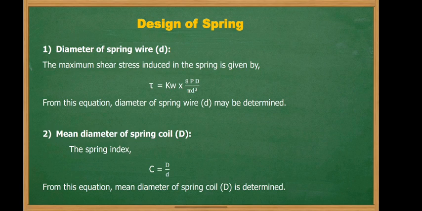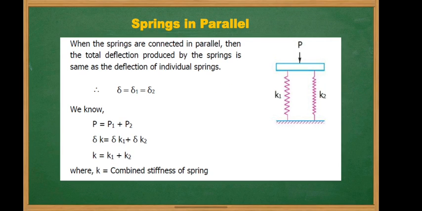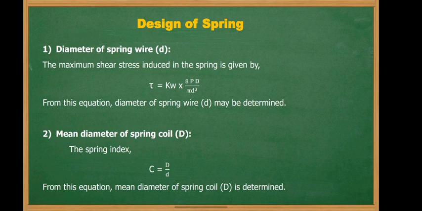Next is the design procedure of spring. So the first step is we have to find out the diameter of spring wire, that is the small d. The diameter of spring wire can be calculated by using the equation of maximum shear stress, that is tau is equal to Kw multiplied by 8PD upon pi d cube. So from this equation the diameter of the spring wire may be determined.